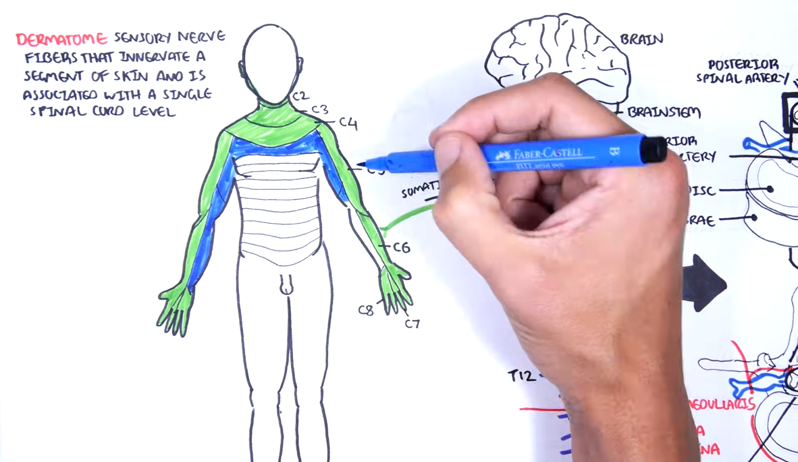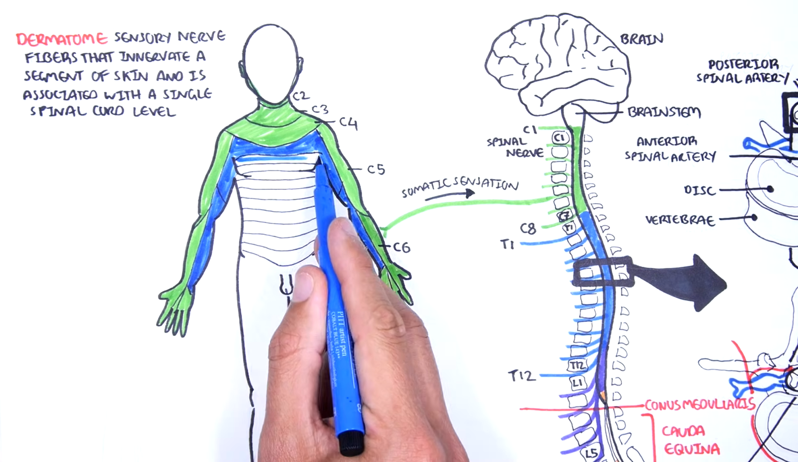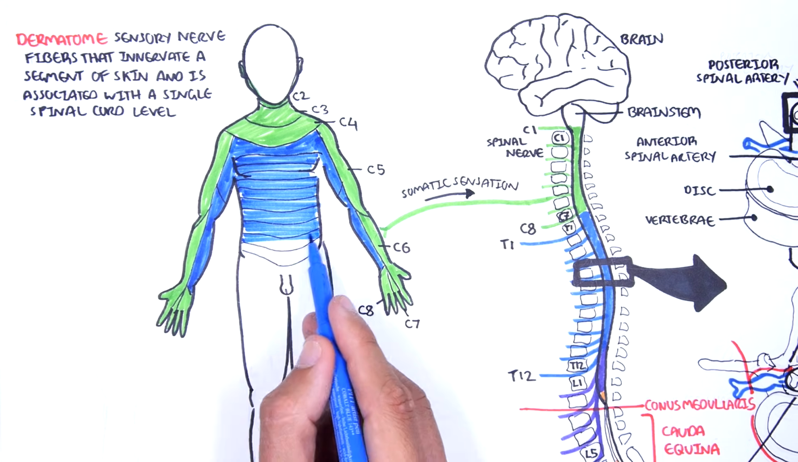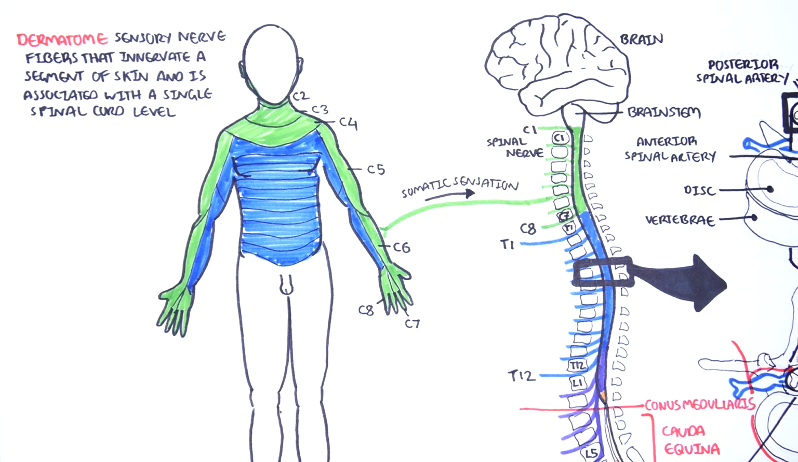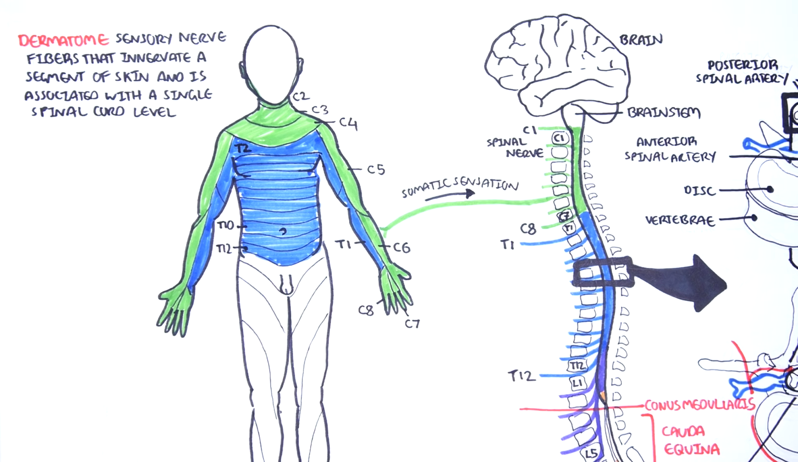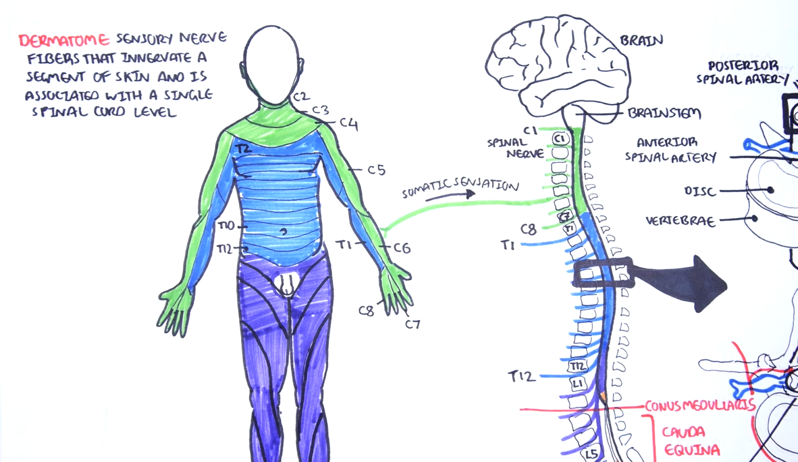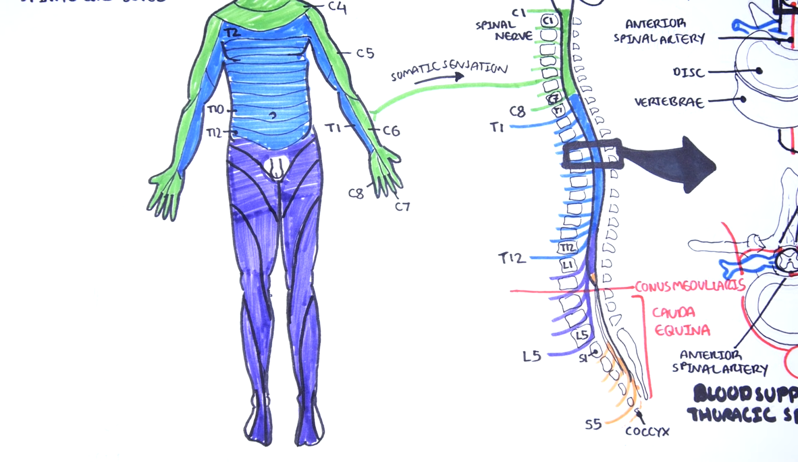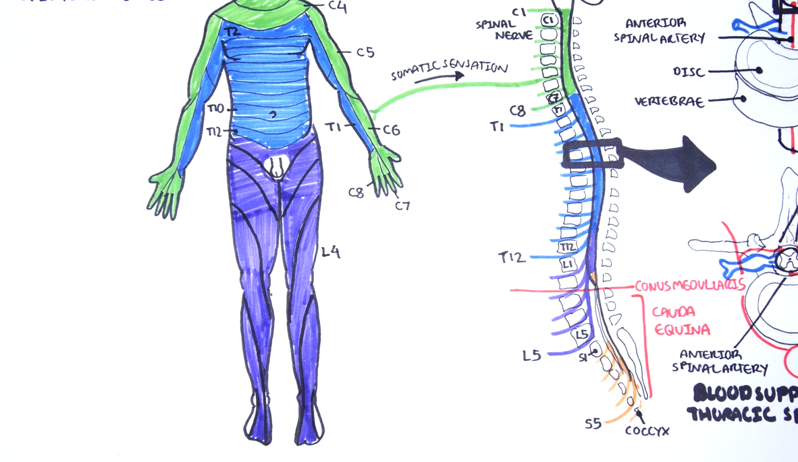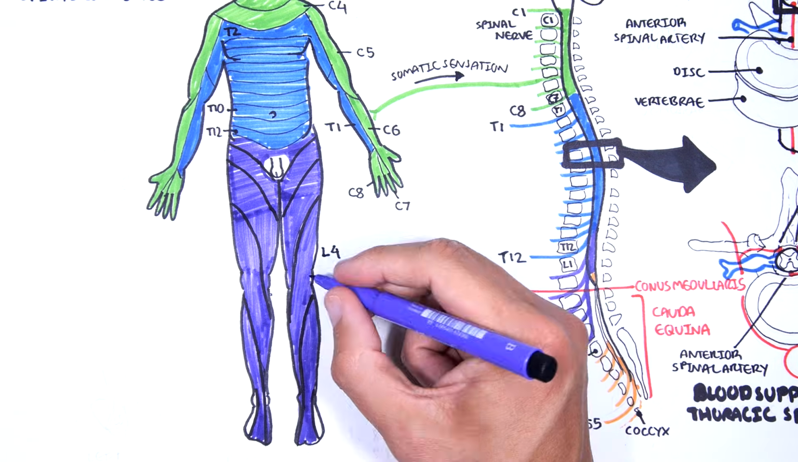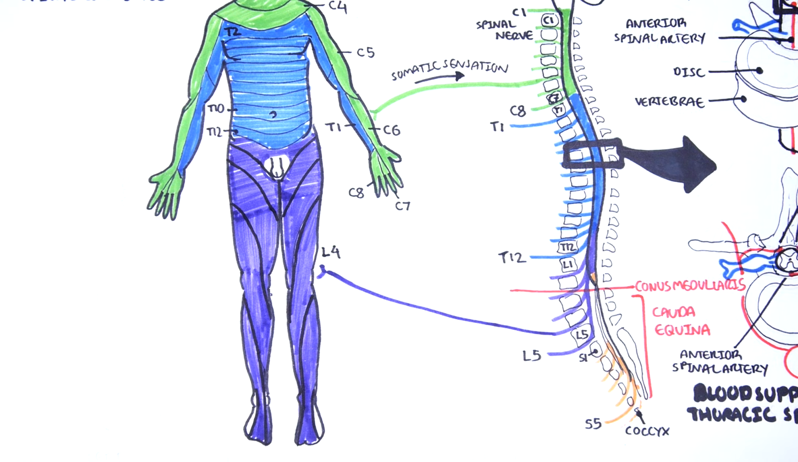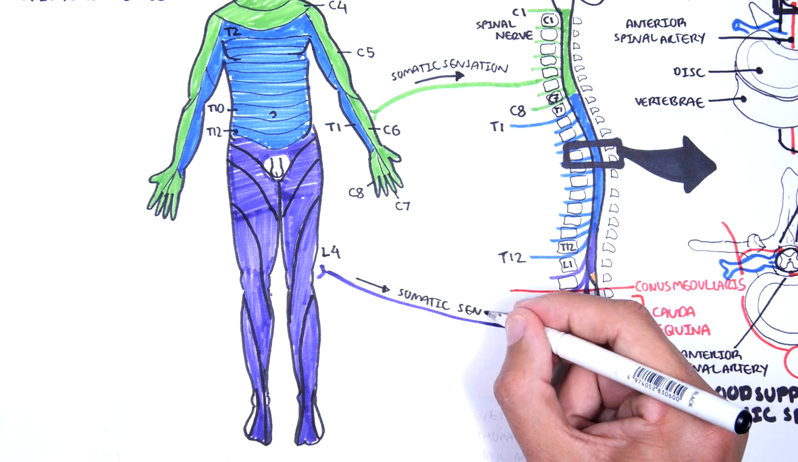These segments are the dermatomal distribution of the thoracic spinal cord in blue. T1 spinal cord, and so on. T10 is easy to remember because it is along the umbilical level. These segments of skin are innervated by the lumbar nerve sensory fibers. For example, this area in particular on the knee is innervated by sensory nerve fibers which will bring information to the L4 spinal cord level.